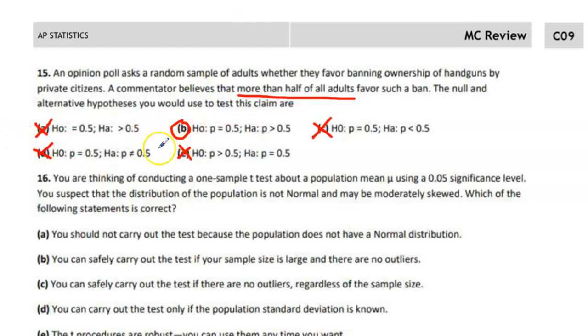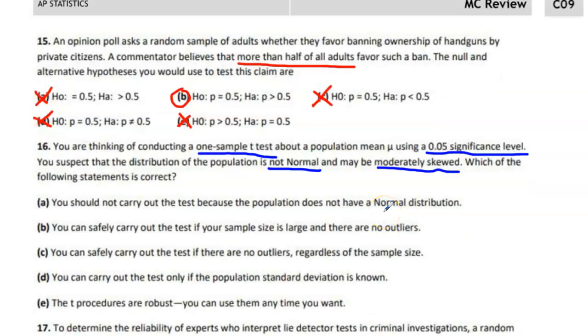Moving on to question 16, you're thinking of conducting a one-sample t-test about a population mean using a 0.05 significance level, which is pretty standard. It doesn't make you special or anything like that. Everyone uses 0.05 nowadays. You suspect that the distribution of the population is not normal. Uh-oh. And it may be moderately skewed. Uh-oh. Which of the following statements is correct?